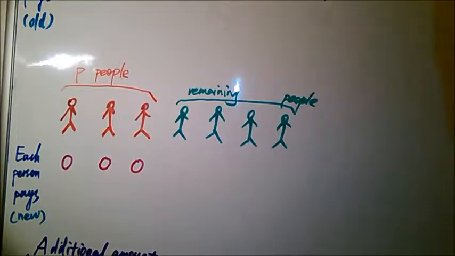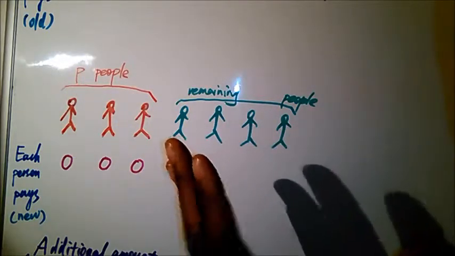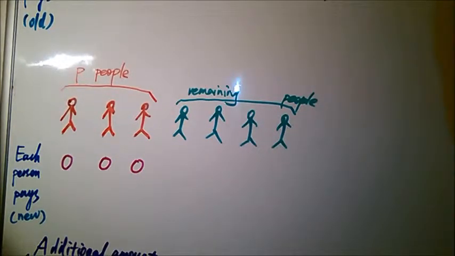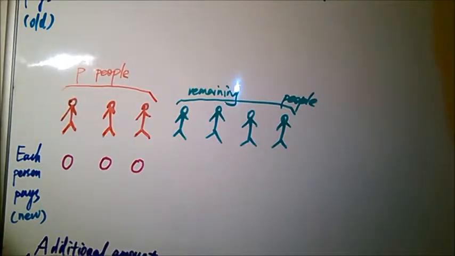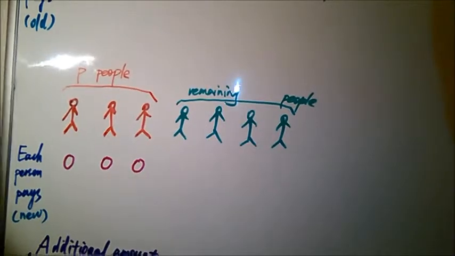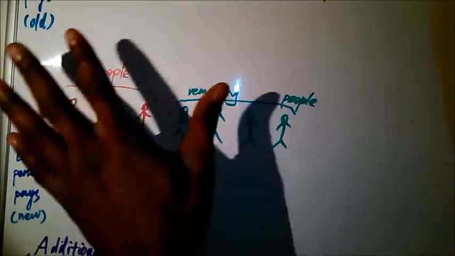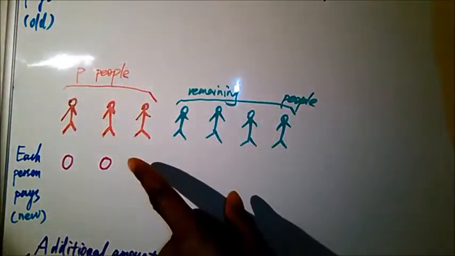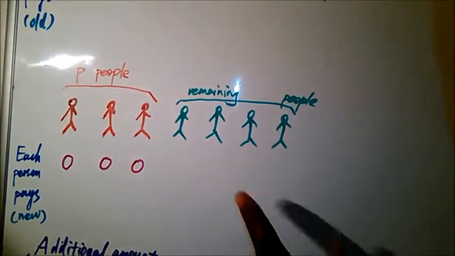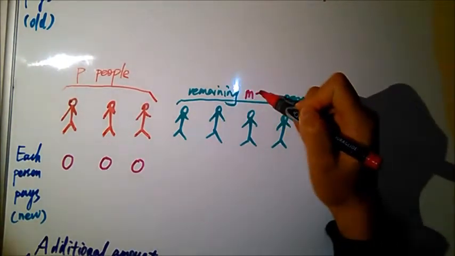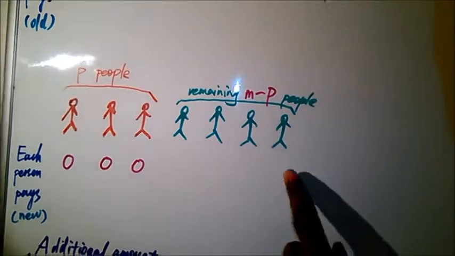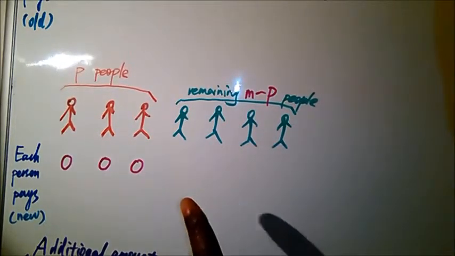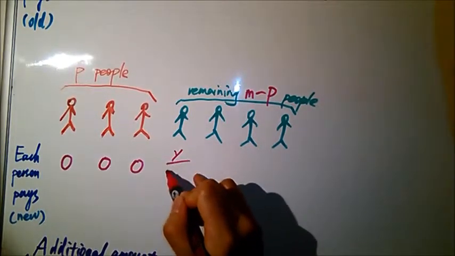So now we will have the total amount of money that they all have to pay divided by the number of people minus P people that aren't paying. So all the people here are subtracted by P for the people who aren't paying. So it's going to be M minus P people. So the total amount that each of them is paying is Y over M minus P. Each of them.